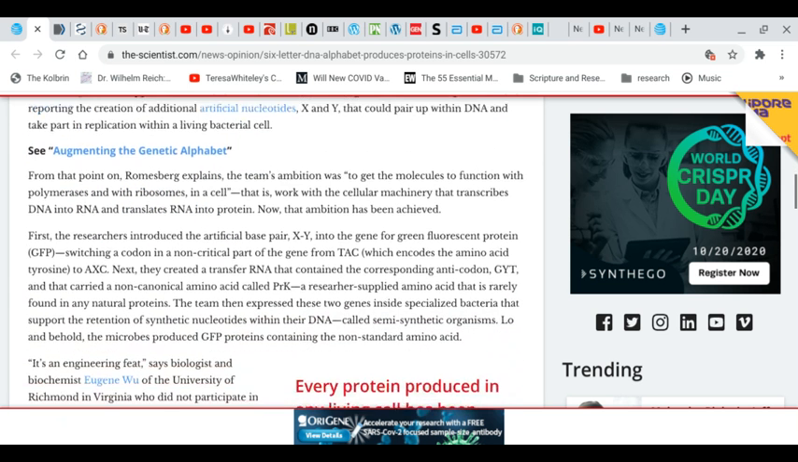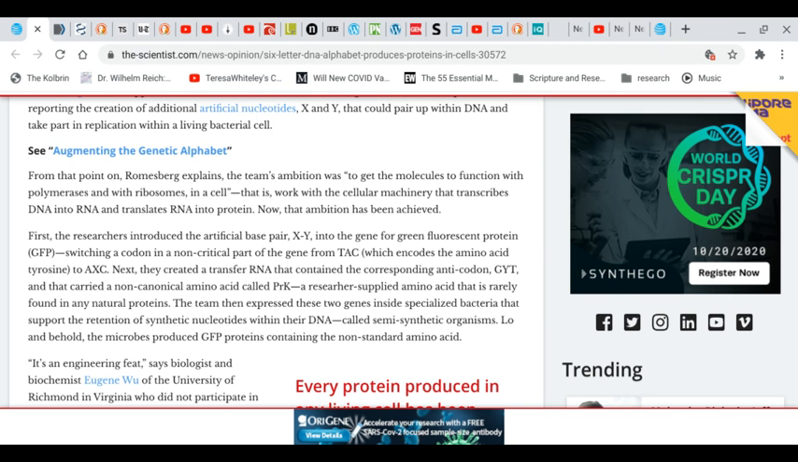From that point on, Romesberg explains, the team's ambition was to get the molecules to function within polymerases and with ribosomes in a cell. That is, work with the cellular machinery that transcribes DNA into RNA and translates RNA into protein. Now, that ambition has been achieved.